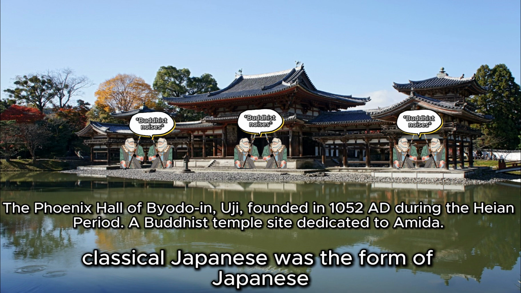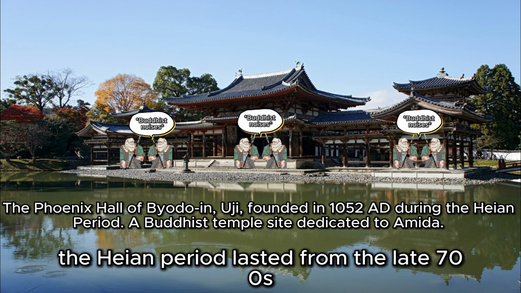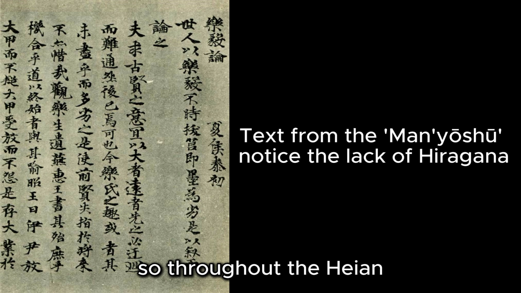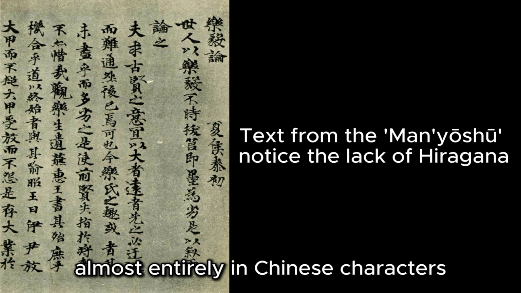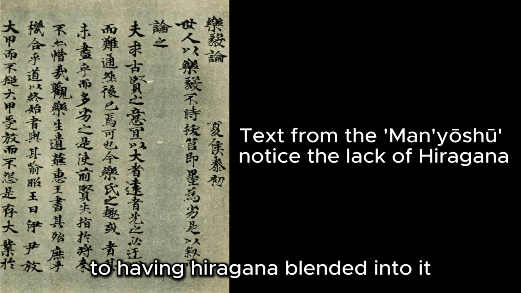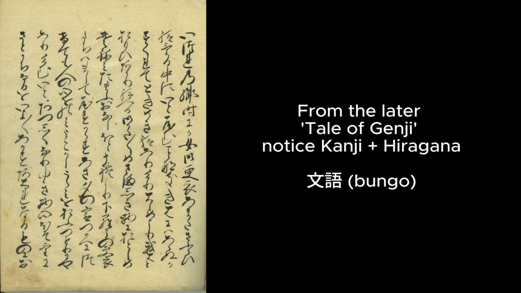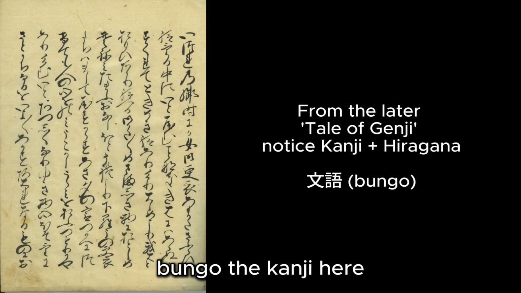Classical Japanese was the form of Japanese written down in the Heian period. The Heian period lasted from the late 700s to late 1100s AD. Throughout the Heian period, Japanese changed from being written almost entirely in Chinese characters to having hiragana blended into it. This form of Japanese is known as Bungo. Classical Japanese is just the English term for what the Japanese call Bungo.